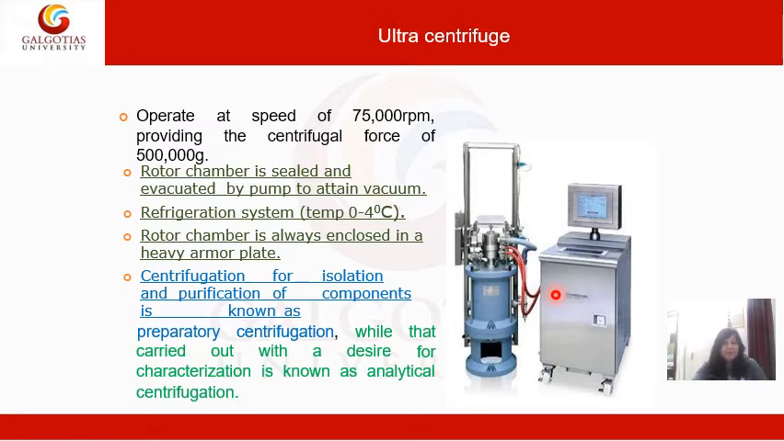I am again repeating, centrifugation for isolation and purification of components which are known to us. Suppose we have a mixture of mitochondria, chloroplast, and nucleic acid, and we have to separate those three components using centrifugation. Then this type of centrifugation is known as preparative centrifugation. Whereas suppose we have a mixture of unknown components and we carry out centrifugation, then that is known as analytical centrifugation, because it is used for analytical purposes.